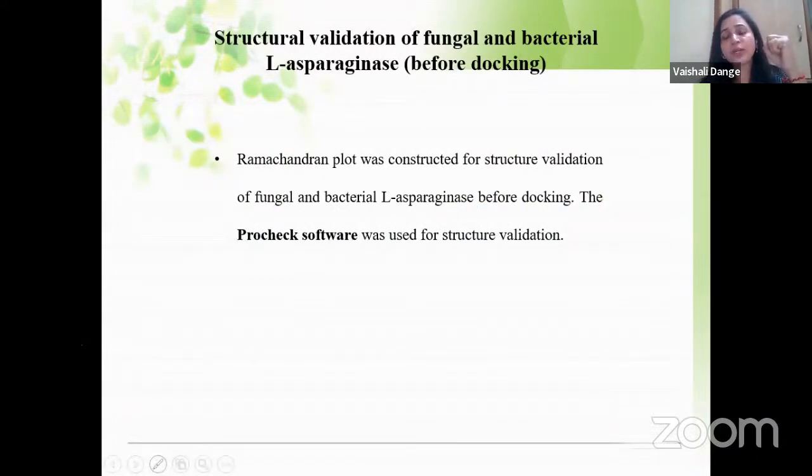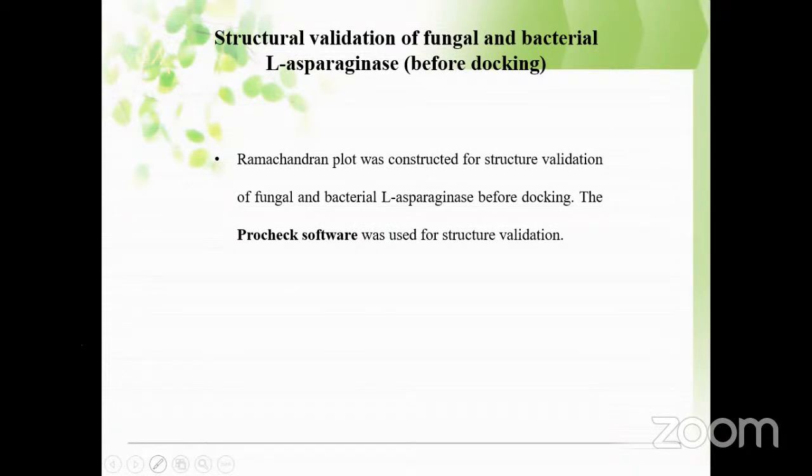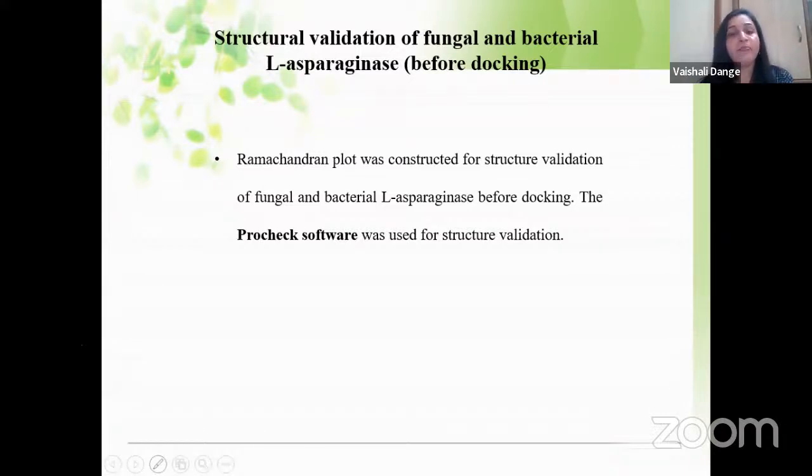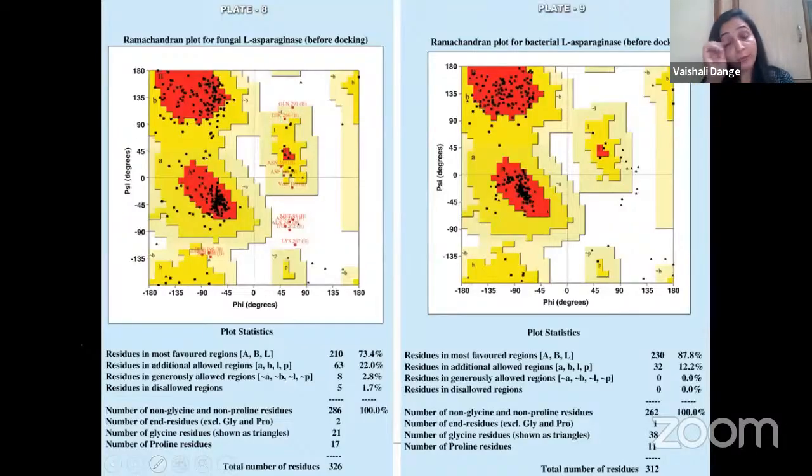So docking. What is docking? Docking is nothing but the interaction between the enzyme and the substrate. Enzyme-substrate interaction cannot be predicted in a test tube or in the lab, but we can predict it with the help of software. Here the software that I chose is ProCheck. With that ProCheck software, I have done the docking. So these are the Ramachandran plots. Here you can see the favorable regions, where the residues are present in the favorable region.